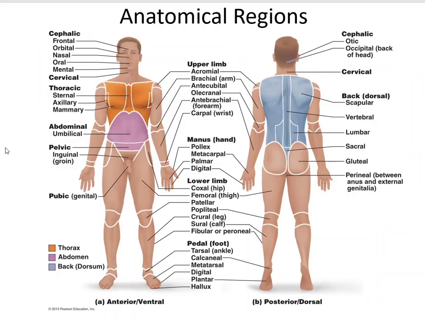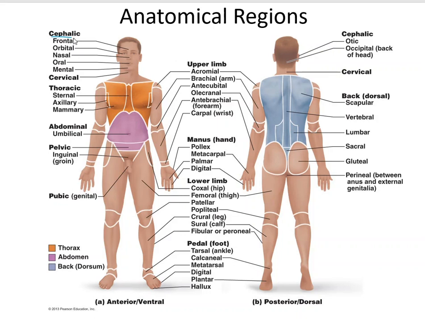Okay, we'll talk about some more of these directional terms very shortly, but for right now, let's talk about these regions. There's a lot of them, guys. There is a lot. These are all surface anatomy. This is all about the surface of the skin. If you talk about an area, this isn't referring to what's underneath it. It's just surface anatomy, but it's a way of orienting ourselves.